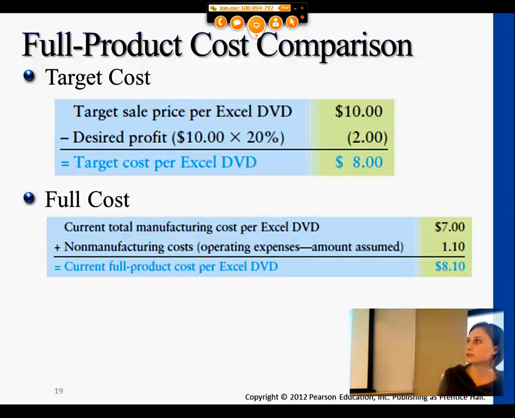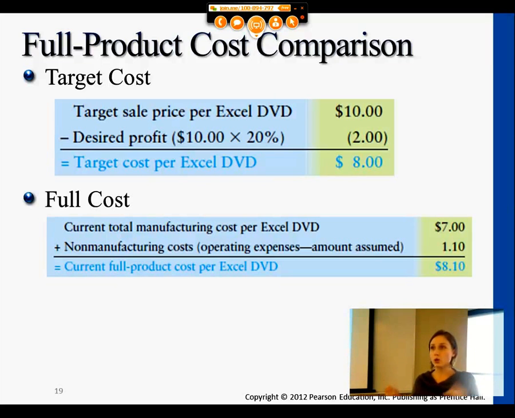But the problem is that my current total manufacturing cost per DVD is $7, and my non-manufacturing cost, I figured out, is $1.10. So what's happening here? My current full product cost per DVD is $8.10. I'm off the target.